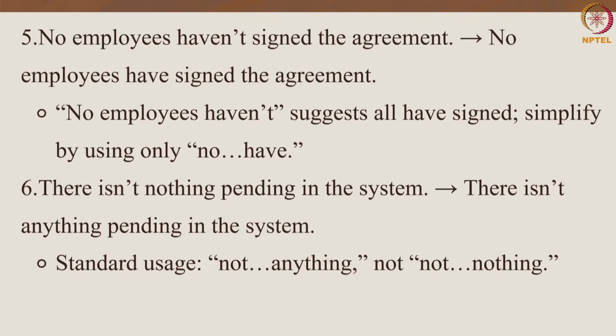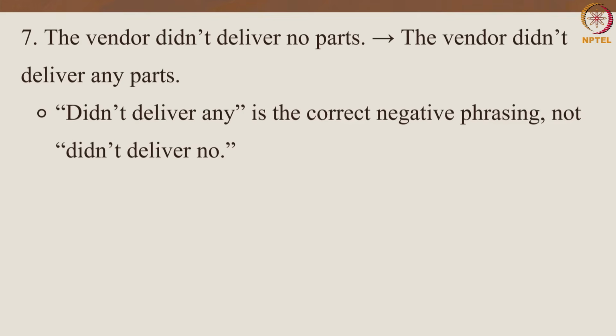Number 5. No employees haven't signed the agreement. It should be no employees have signed the agreement. The explanation is no employees haven't suggests all have signed. Simplify by using only no and have structure. Number 6. There isn't nothing pending in the system. It should be there isn't anything pending in the system. So standard usage is not anything, not nothing.